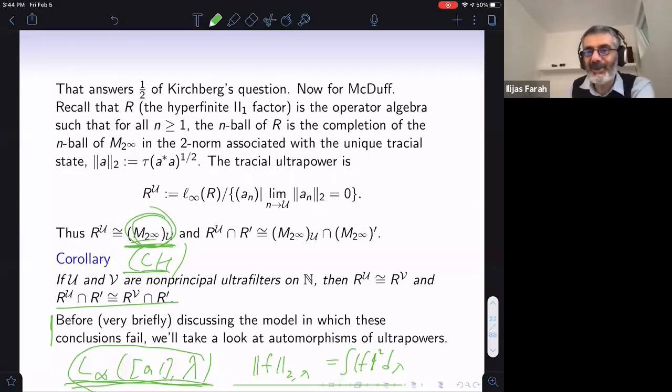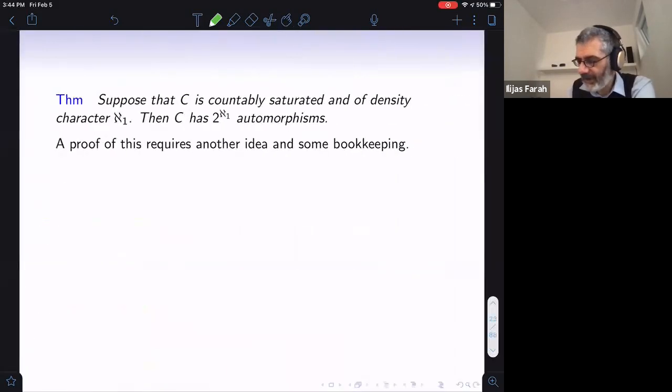Depends on what is standard norm. If you're talking about the C*-algebra operator norm, then yes, then you get a lot of non-isomorphic ultrapowers. Yes, and actually it's going to be clear now that I move on to that. But yeah, thanks for asking.